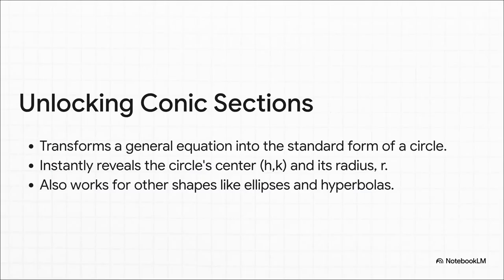And it's not just for parabolas, oh no. This exact same technique is the key to unlocking all the conic sections. You can take a big, messy general equation and use completing the square to whip it into the standard form of a circle. And once you do that, you instantly know the circle's center and its radius. It's the same idea for ellipses and hyperbolas too.